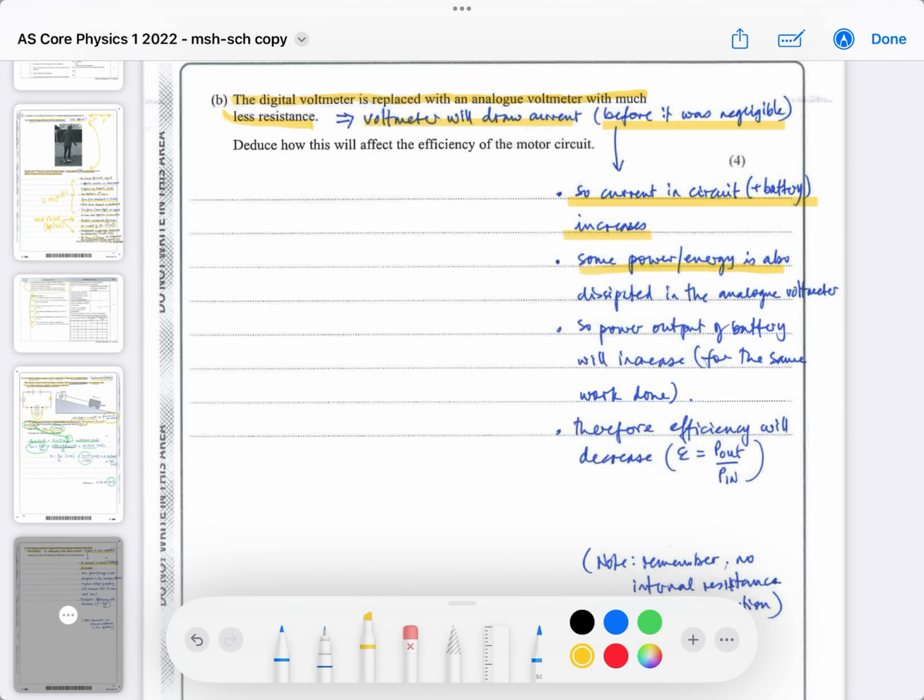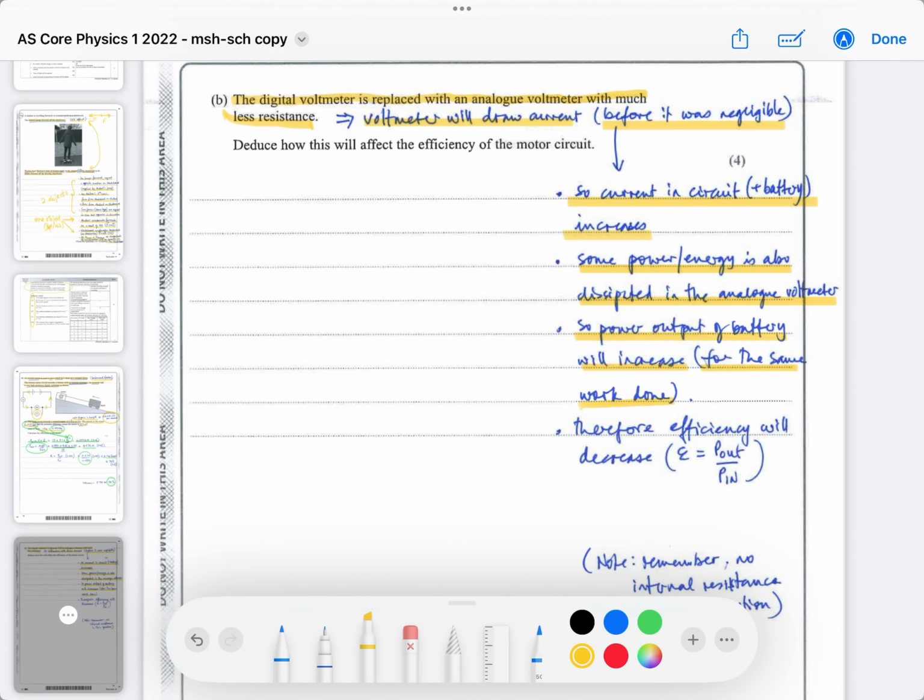Some power, energy, is therefore also going to be used and dissipated in the voltmeter itself, because if it's got current and it has a resistance, it's going to use up some power. So the power output of the battery will need to increase because it's basically got another component in parallel which it has to feed with energy, for the same work done.